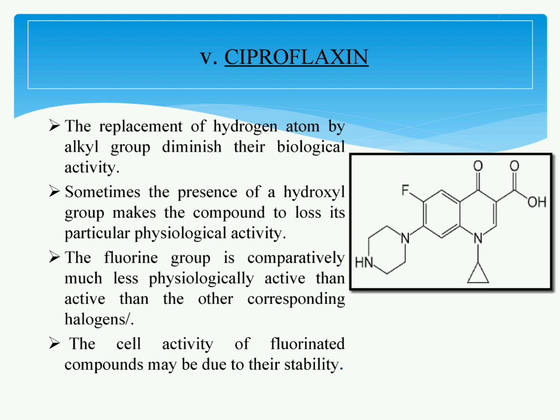The replacement of hydrogen atoms by alkyl groups diminished their biological activity. The fluorine group is comparatively much less physiologically active than the corresponding other halogens. The less activity of fluorinated compounds may be due to their stability.